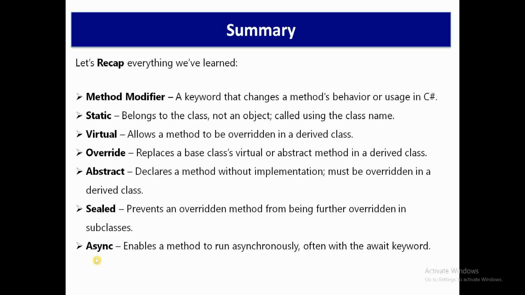Next we have asynchronous keyword, it enables a method to run asynchronously, often with the await keyword. If we want to run multiple methods at once or in parallel, then we can use asynchronous keyword. In asynchronous we can provide task or task of type. If we do not want to return something from that particular method, then we can use task, it is like a void, as we already saw into our synchronous method we put void, but in asynchronous we have to provide task.